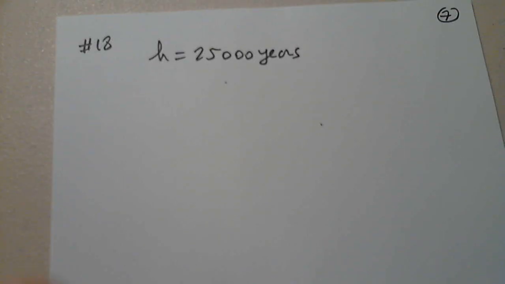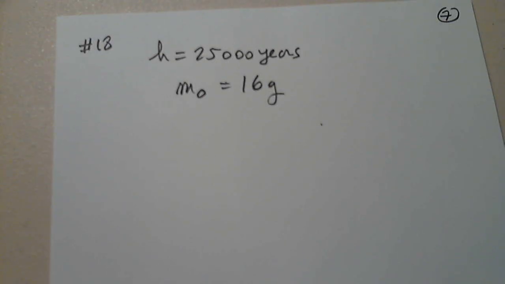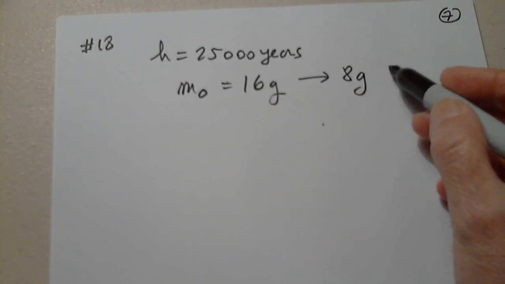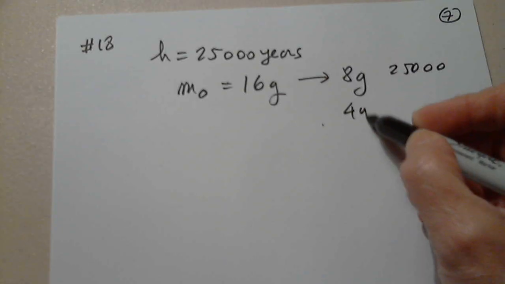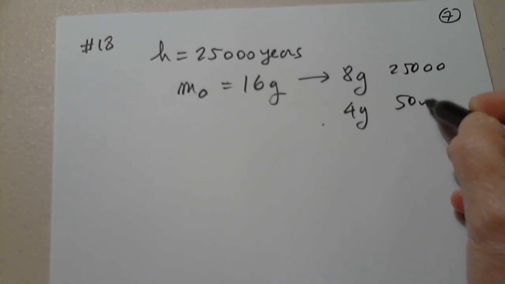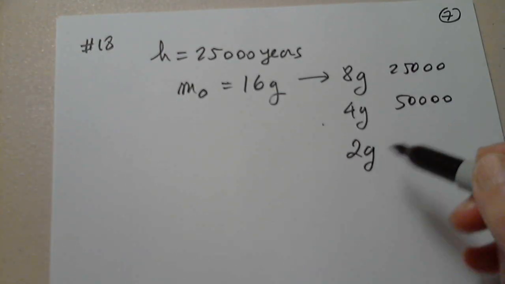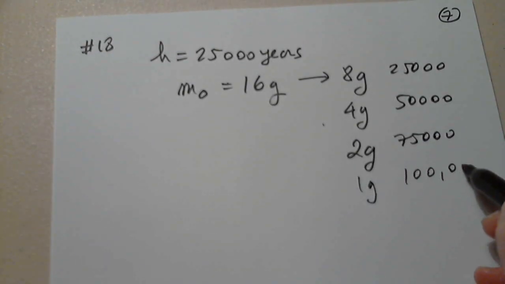Okay, fine. So we have a mass, M0, of 16 grams. How many grams are present after 25,000? After 50,000, after 75,000? So we will have 8 grams after 25,000. Another 25,000 will have 4. So that will be 50,000 years. We're going to have 2 grams in another 25,000 years. We're going to have 1 gram in 100,000 years.